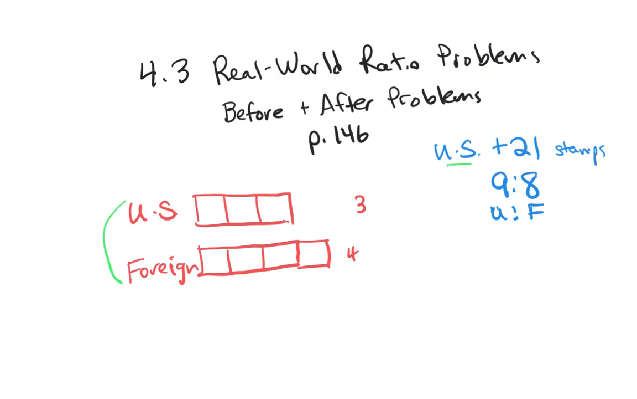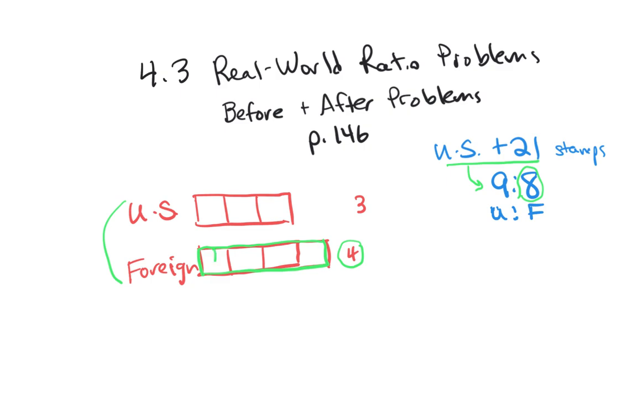So here I wrote plus 21 for the U.S., 21 more stamps, and after, the ratio is now 9 to 8. But notice he did not buy any more foreign stamps. So this ratio of 4 for the foreign became 8 after buying the U.S. stamps, but it's the same amount of stamps. So this box should stay the same, but it just becomes 8 in the ratio.